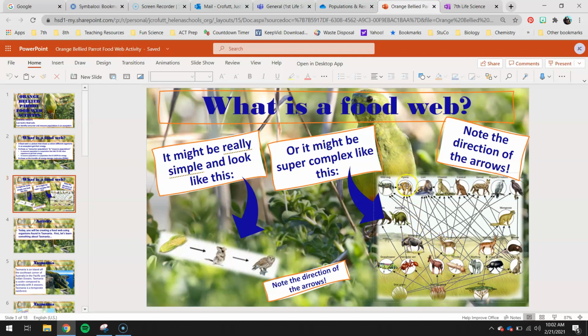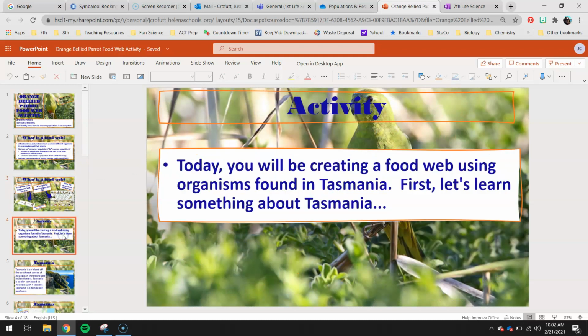Okay, the arrows point to the animal that's doing the eating, because they're getting energy from whatever they are eating. So this wildebeest is giving its energy to the hyena when the hyena kills and eats it. Okay, all right, so your activity today is creating a food web using organisms found in Tasmania.